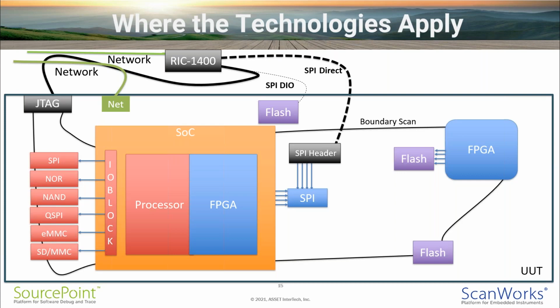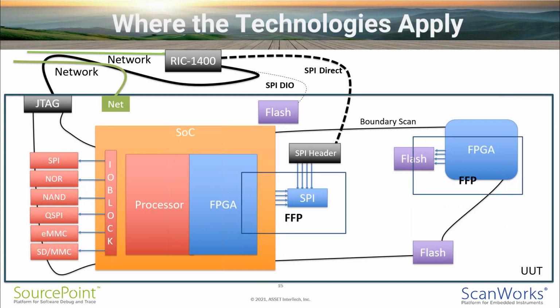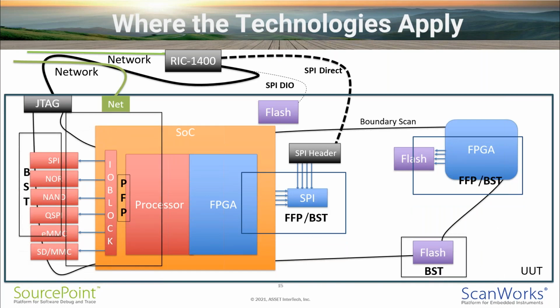I'm now going to map over this block diagram where the technology is most likely to apply. FFP covers the FPGA area, PFP covers the processor area, and BST covers the widest area. We never see a single target where all the technologies can be applied. Don't worry, we're going to break this design down further in the following slides.